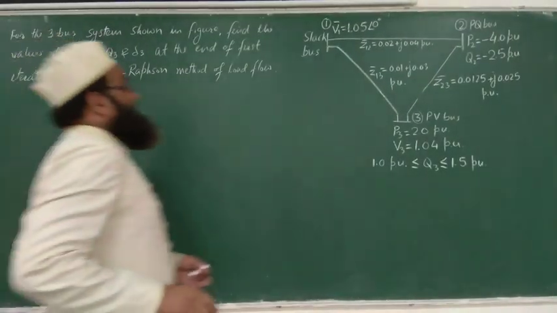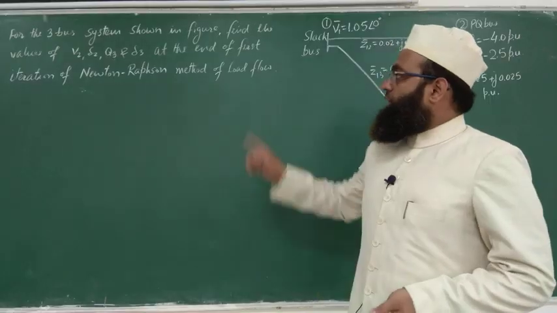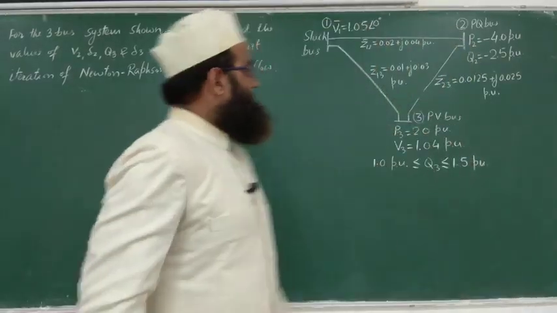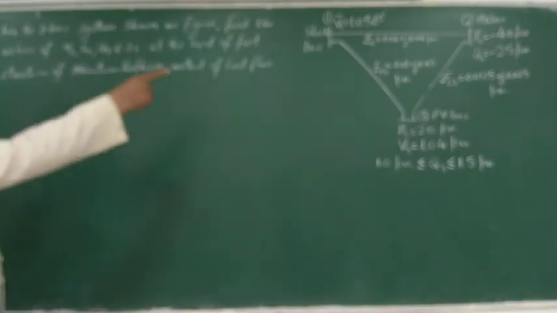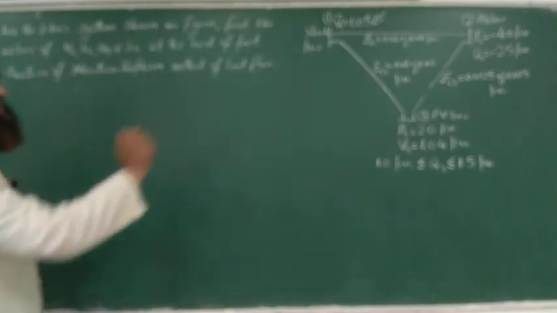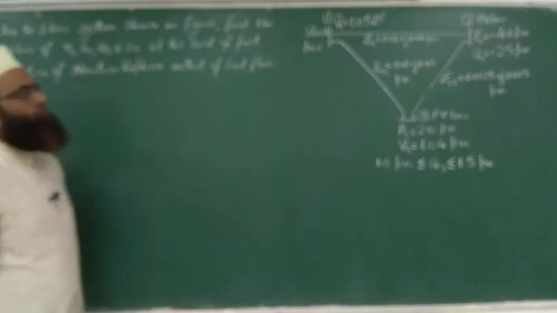Good morning. Let us solve this problem using Newton-Raphson method. It says that for a 3-bus system shown in figure, find the values of V2 delta 2, which are variable for bus number 2, and Q3 and delta 3, which are variable for bus number 3, at the end of first iteration of Newton-Raphson method of load flow.